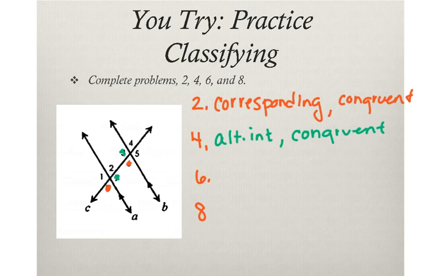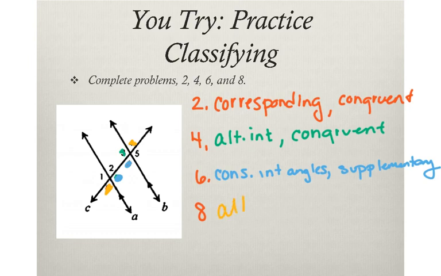Then you have angle 6 and angle 7. They're on the same side of the transversal inside the parallel lines, so they're consecutive interior angles, and consecutive interior angles have to be supplementary. And then finally, your last set was angle 4 and angle 8. They're outside the parallel lines, opposite sides, so they will be alternate exterior angles.